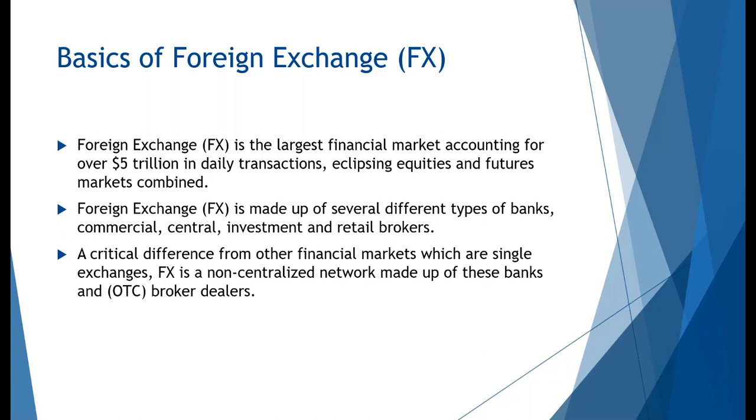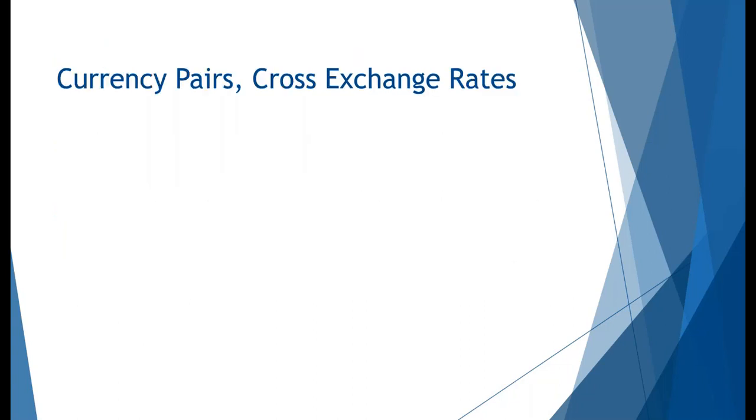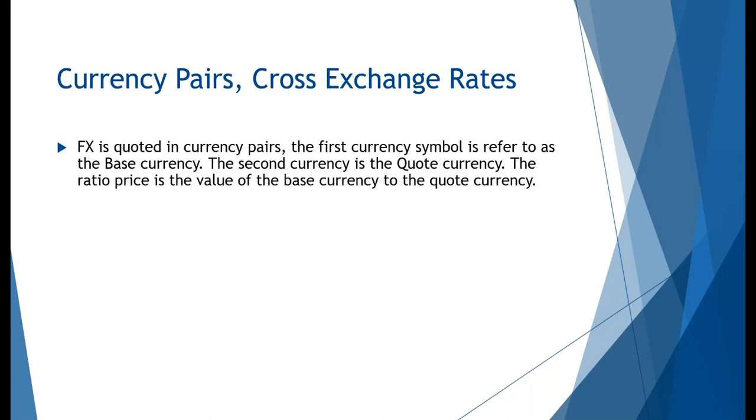So this non-central markets can be a slight risk or a major risk for us, depending on the events that could happen. All right. So how is Forex put together, or what is it called? So we have what we call currency pairs, or sometimes referred to as cross exchange rates. So FX is quoted in these currency pairs.